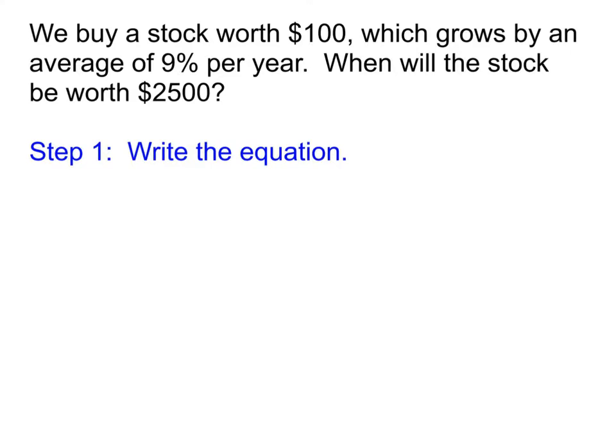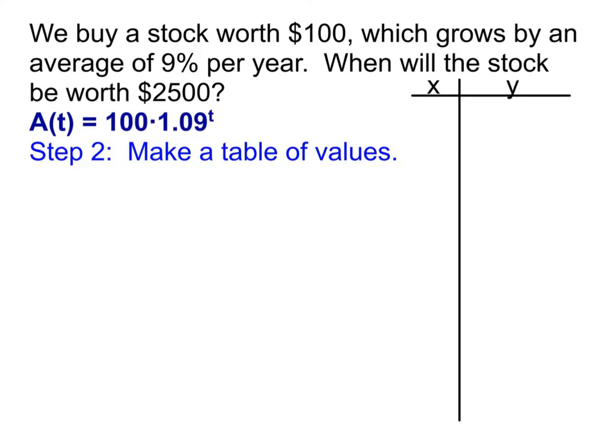Step one, we still write the equation. But when we go to write this particular equation, notice that gives us 100 times 1.09 to the t. And then we're going to take that information, we're going to still make a table. But notice that this one is different because of the 100. We have the 100 being multiplied. And that's going to affect our graph. And that's going to affect our graph values as well.